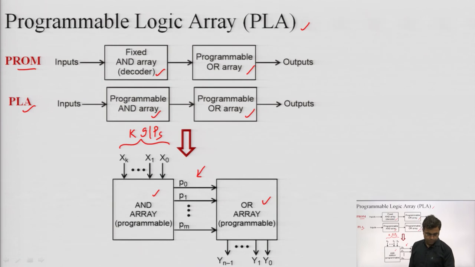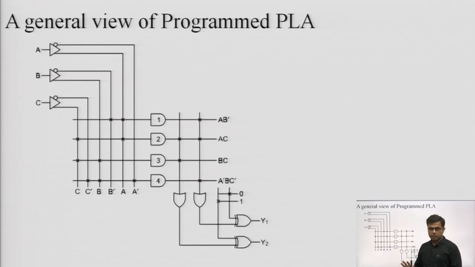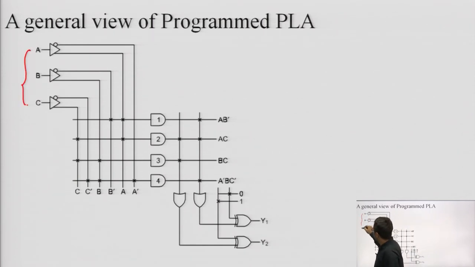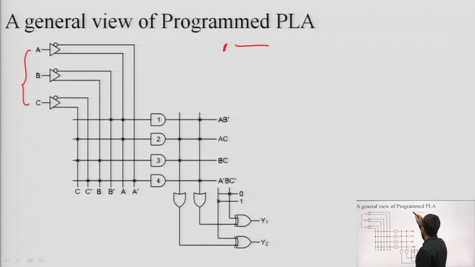So, let us look at a clearer view, or we can say a simplified view, of a PLA, how this PLA is going to look. So, there are three inputs, and these are actually denoting the negated version of the inputs and the non-negated version. This is actually something like this. If this is A, then this thing is giving A bar and this is giving A. We have to use this notation.